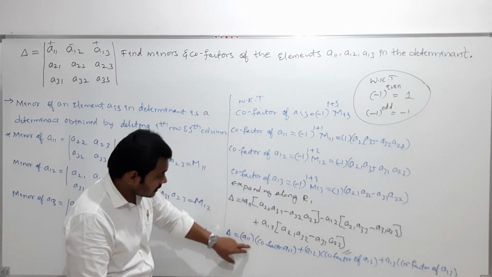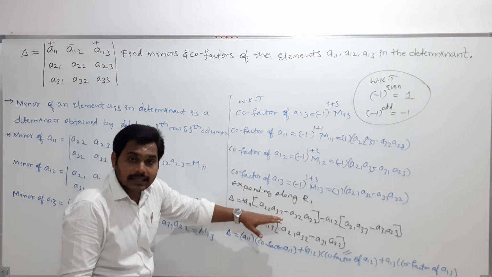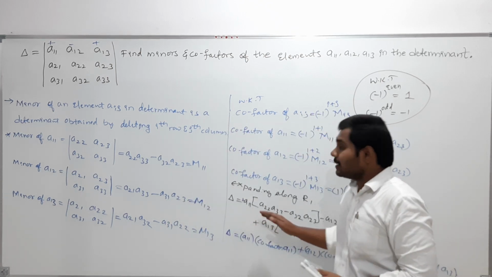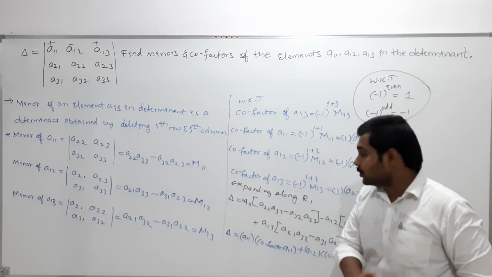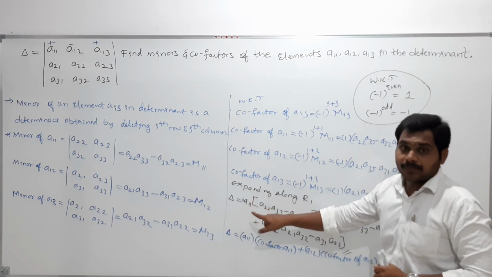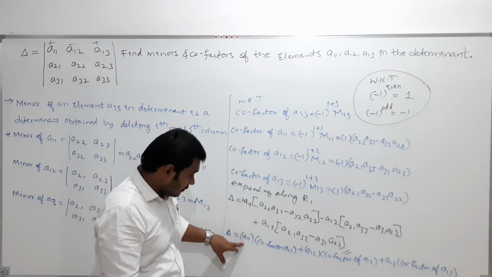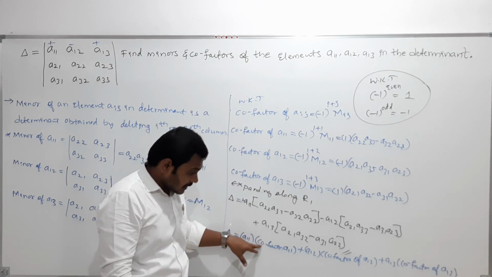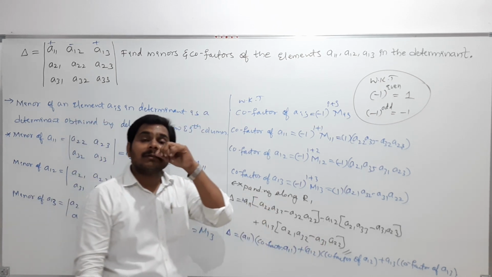If you solve this, it is nothing but the determinant value. Expanding along R1, we are getting the same thing. So please don't get confused, try to understand the concept. What I am telling you is, if you want to find the determinant value, the elements of any row or column, if you multiply with the corresponding cofactors and add, that value will give you the determinant value.